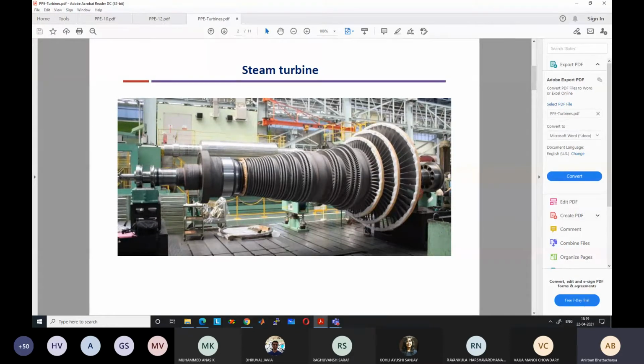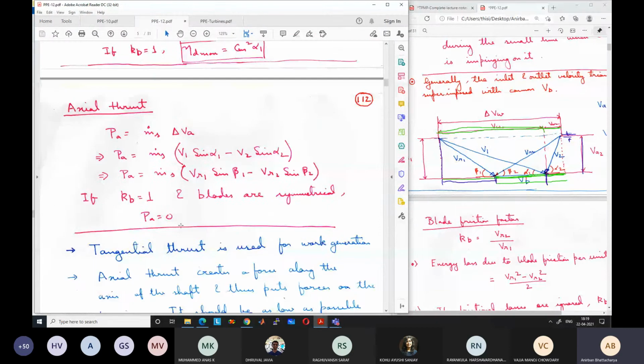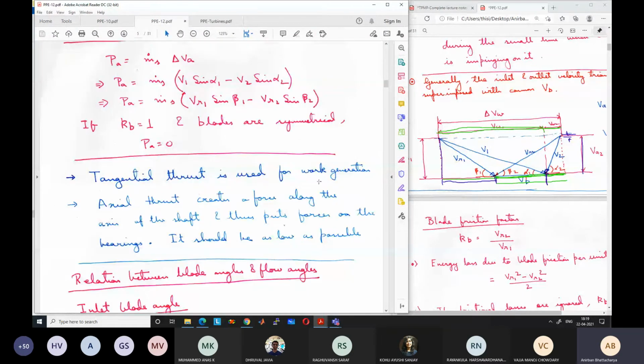So to summarize, tangential thrust is used for torque generation. Axial thrust creates a force along the axis of the shaft and thus puts forces on the bearings. It should be as low as possible.